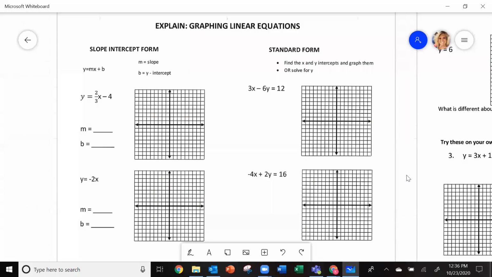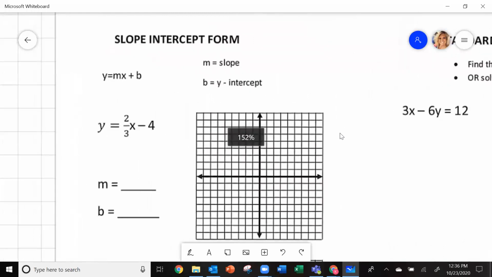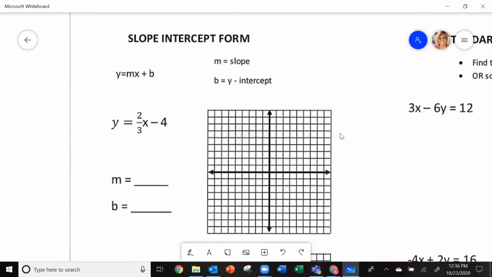Today we are going to work on graphing when equations are in slope-intercept or in standard form and what that looks like. So let's start with the first one here. This one right here, slope-intercept form. We've looked at these problems before, but we're going to look at graphing and what that looks like to be able to plot a y-intercept and a slope.